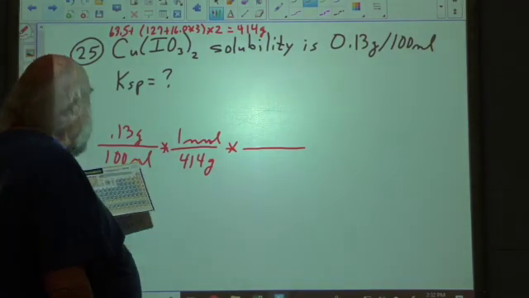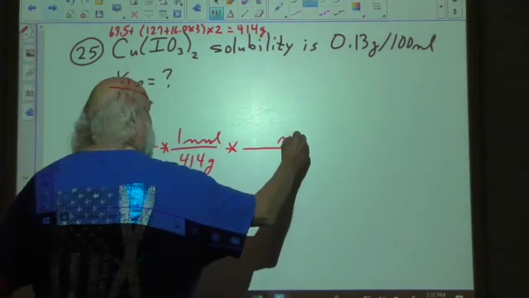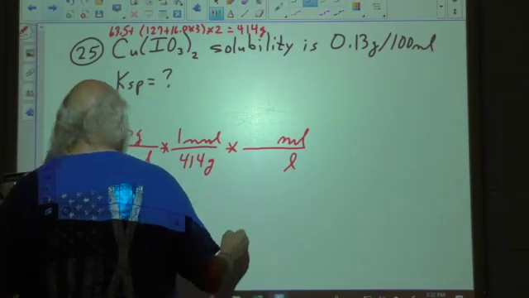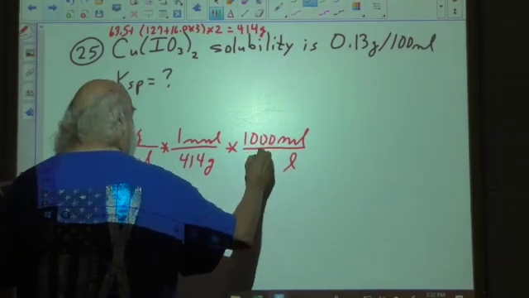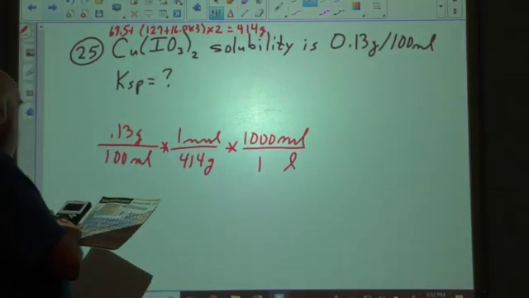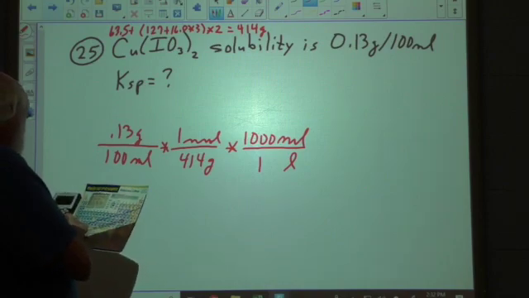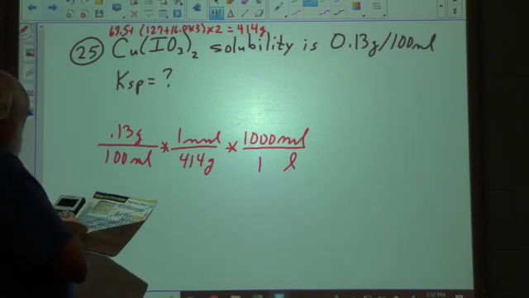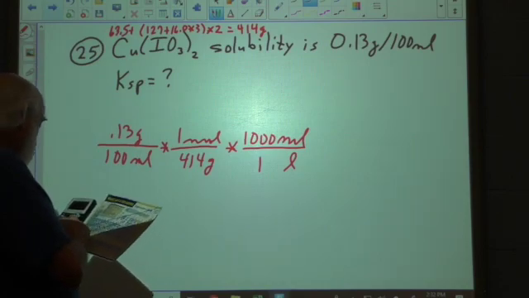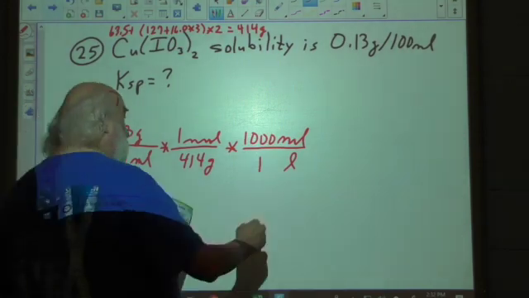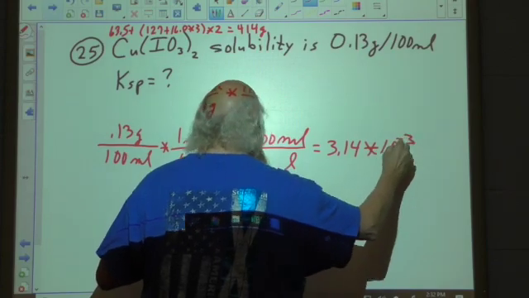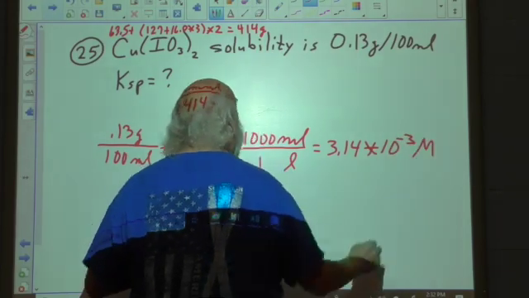So now we got to change milliliters to liters because we want moles per liter as our label for concentration. So liters here, 1,000 milliliters here, 1 liter here. So we got here 0.13 divided by 100 divided by 414 times 1,000, and we get 3.14 times 10 to the negative third moles per liter, capital M.